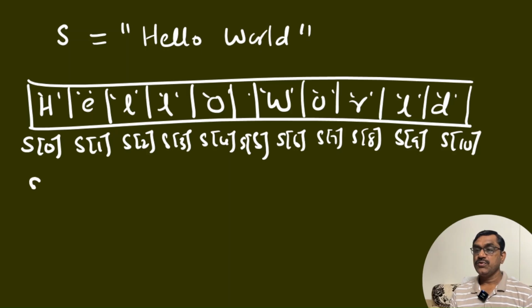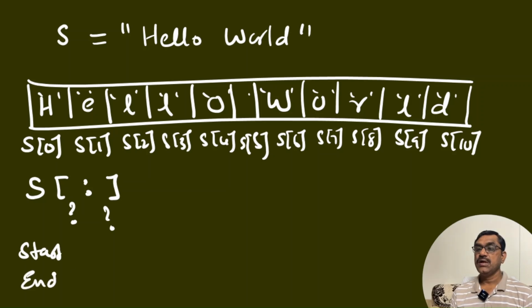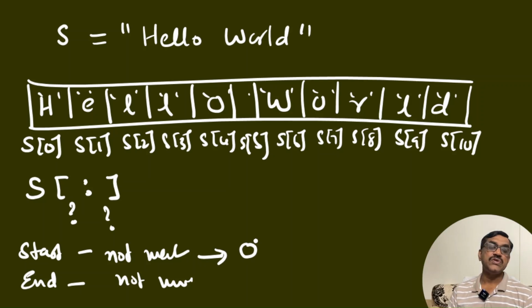Just now we have taken the string s is equal to hello world. I'm going to write the string like this: s of colon, that's all. Before the colon I'm not writing anything, and after the colon I'm not writing anything. That means the start index and end index are both not mentioned. When these are not mentioned, by default, the start index will start from 0.